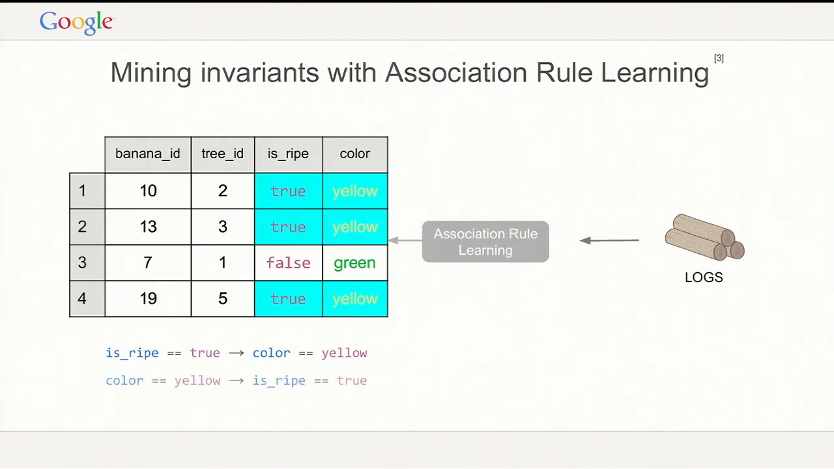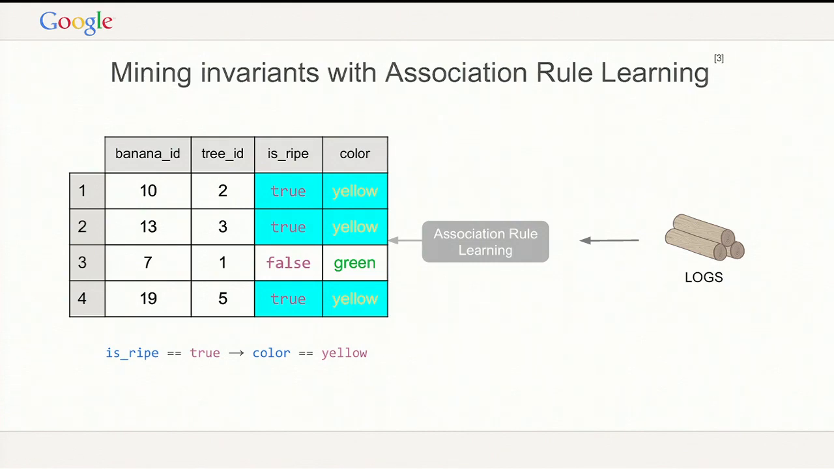Obviously, this may find the reverse: whenever color is yellow, isRipe is true, which is true, I guess. But we just don't care about this rule. What we care about is the other way around. So we simply eliminate this. We ignore it. Or it may find something like whenever the banana ID is not null, tree ID is also not null. This might be the case. It is probably true, but we are not interested in this. It's not useful to us. We simply eliminate that.